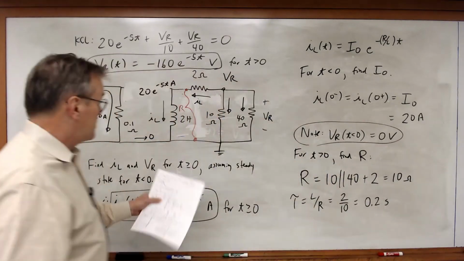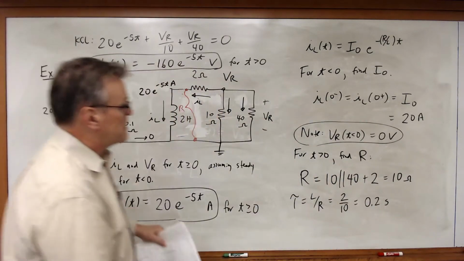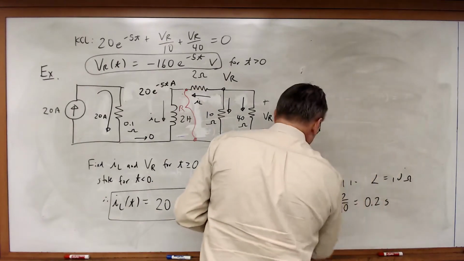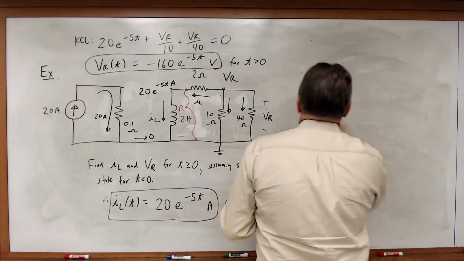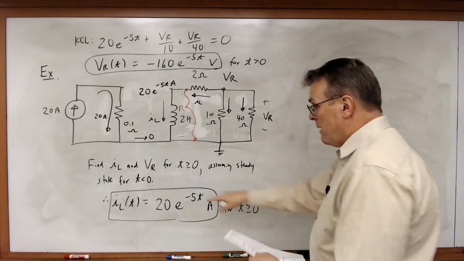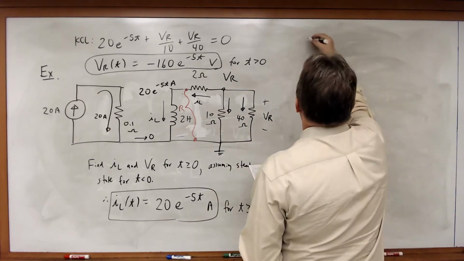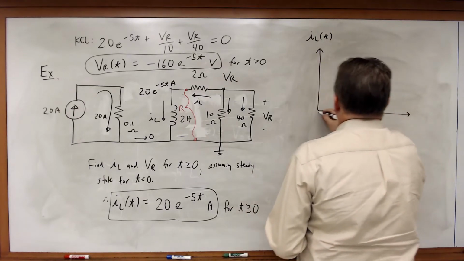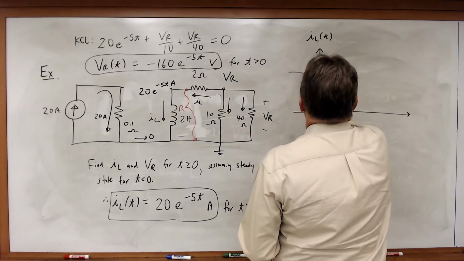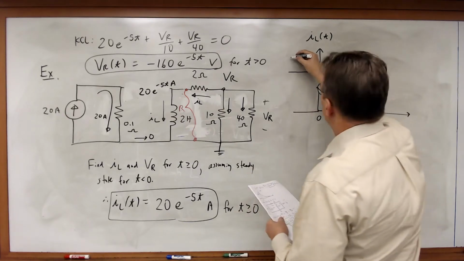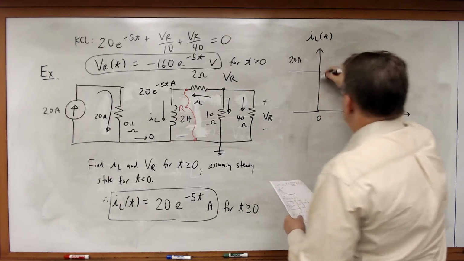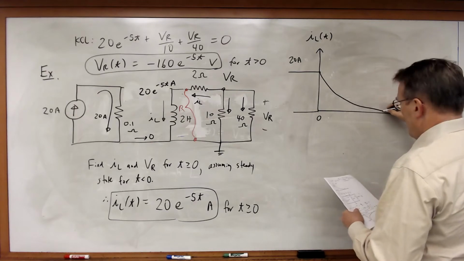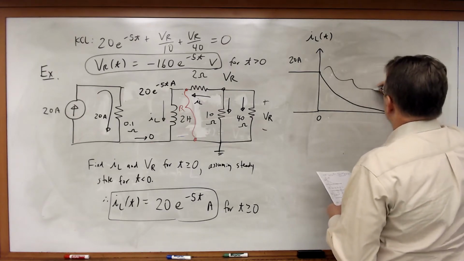All right, incidentally, if we plotted this, if we plotted VR, what would we see? Well, actually, let's plot IL and VR. So IL of t will look like this. For t less than 0, it'll be 20 amps. At t equals 0, we have a switching event, and then this decays away in 5 tau.